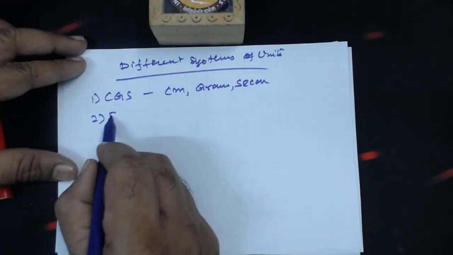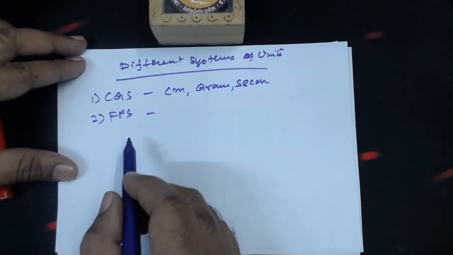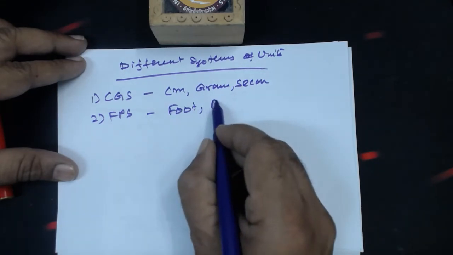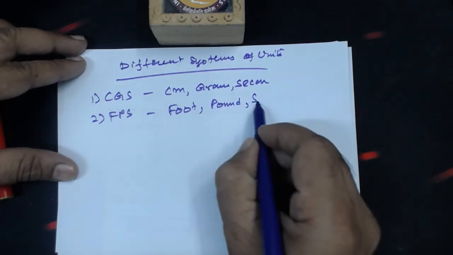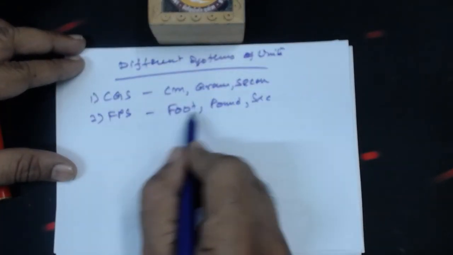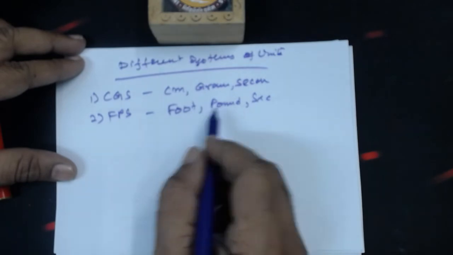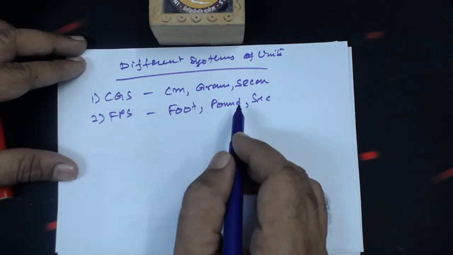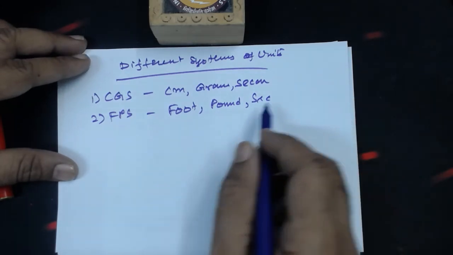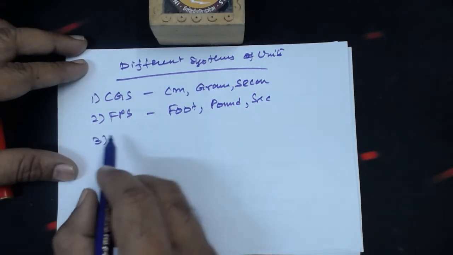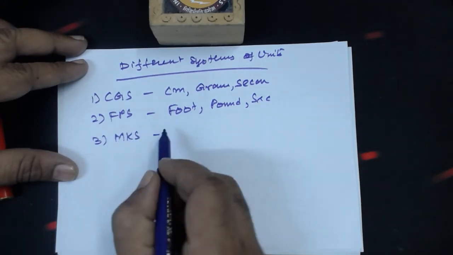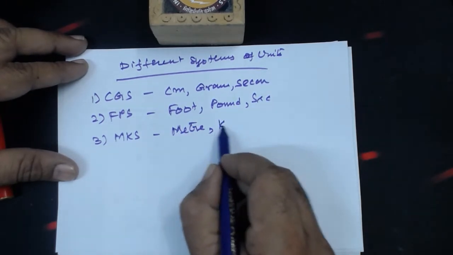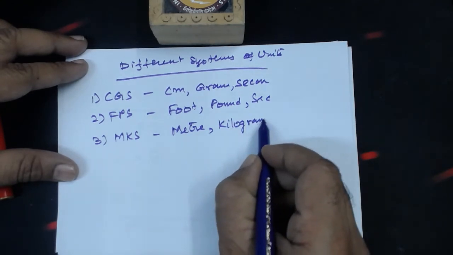And we have FPS also, that is foot, pound, second. So the length measurement was made in foot or feet, 2 feet, 3 feet, like that, and weights were measured in pounds. Then time is measured in second. Another system is called MKS, that is meter, kilogram, second.